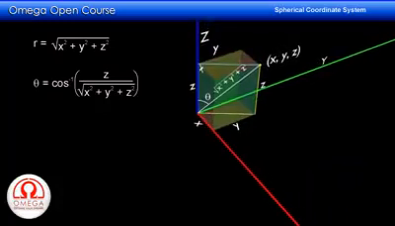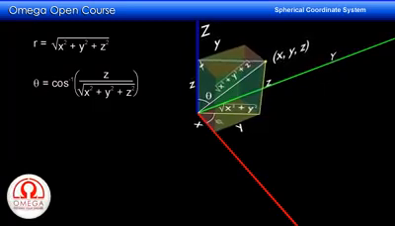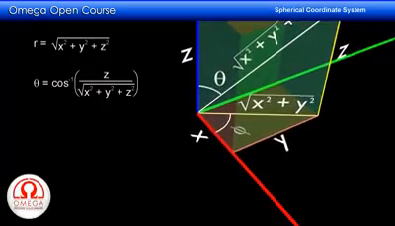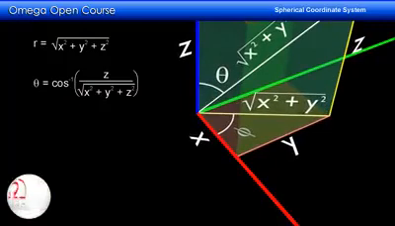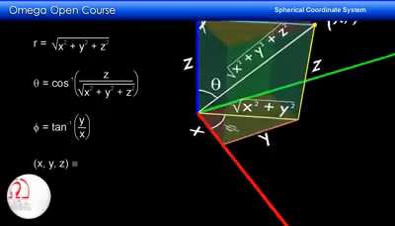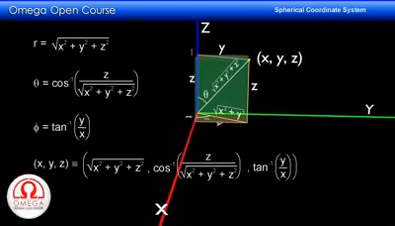Now draw a perpendicular from the point to the xy plane and join the foot with the origin. The azimuth angle is the angle this line makes with the x-axis. The length of the perpendicular to the x-axis from the foot of the perpendicular on the xy plane is y. From trigonometry, we know that phi is tan inverse y by x. Therefore, the azimuth angle is tan inverse y by x. Hence, the Cartesian coordinates x, y, z have spherical coordinates root under x square plus y square plus z square, cos inverse of z by root under x square plus y square plus z square, tan inverse y by x.